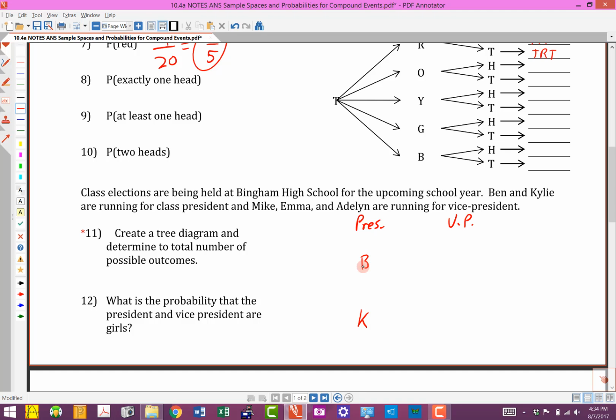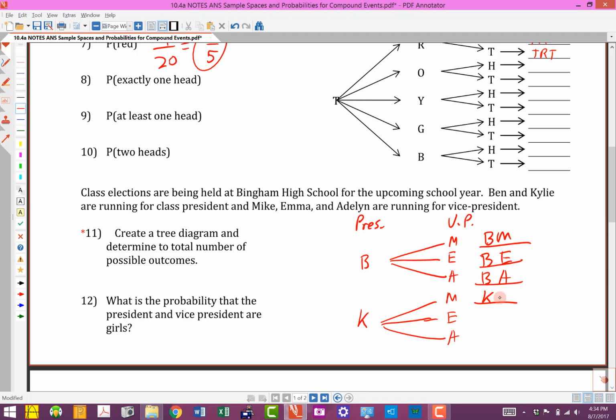So we can choose Ben for president, and then how many options are there for vice president? Well, we could choose Mike, Emma, or Adeline. So I'm going to do Mike, Emma, Adeline. And then we can do the same thing down here. If we choose Kylie as president, you'll notice that there's some patterns here to the way that we did up above: Mike, Emma, or Adeline. So that means our outcomes are Ben and Mike. This one would be Ben and Emma. This one's going to be Ben and Adeline.